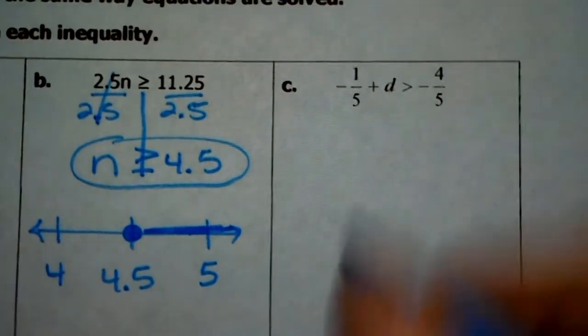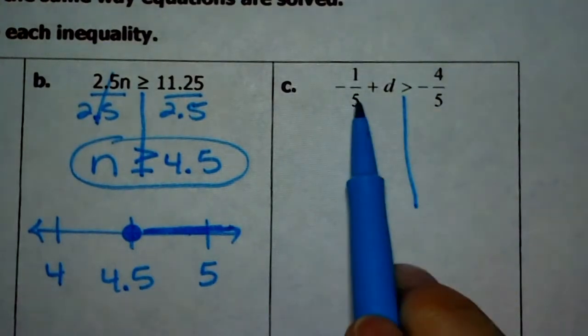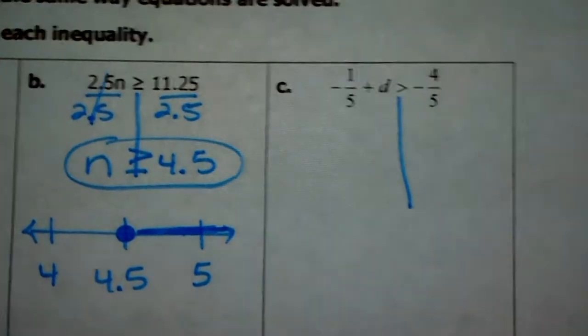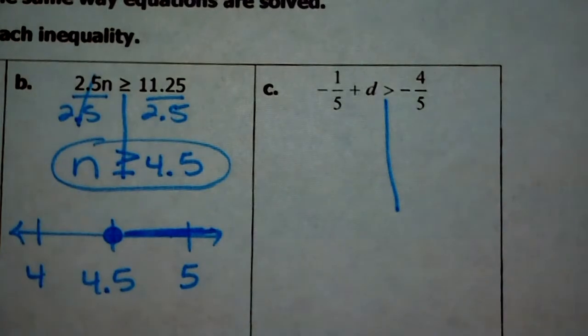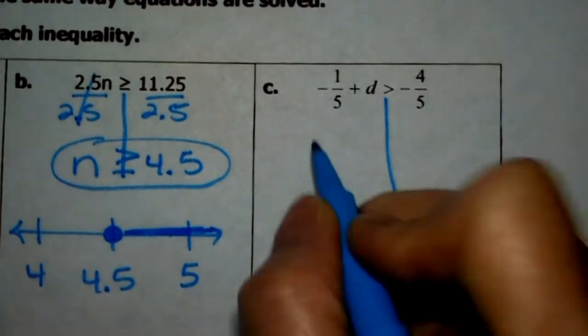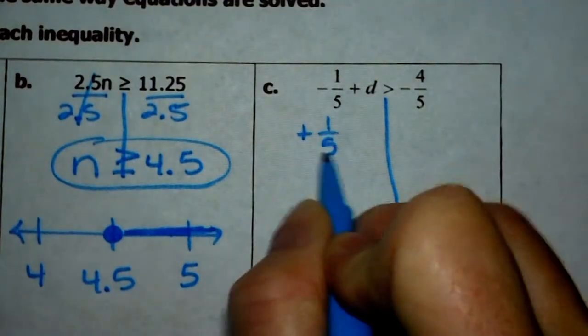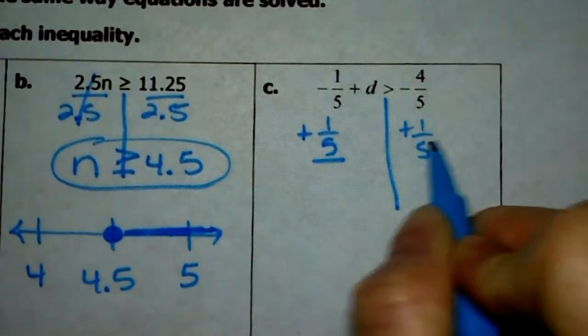Keep it going. Ooh, fractions. Now this isn't a fractional coefficient. This is a negative 1/5 being added to d. And to cancel out things that are being added, all you have to do is add the opposite. So I'm going to add a positive 1/5 because that cancels out a negative 1/5.